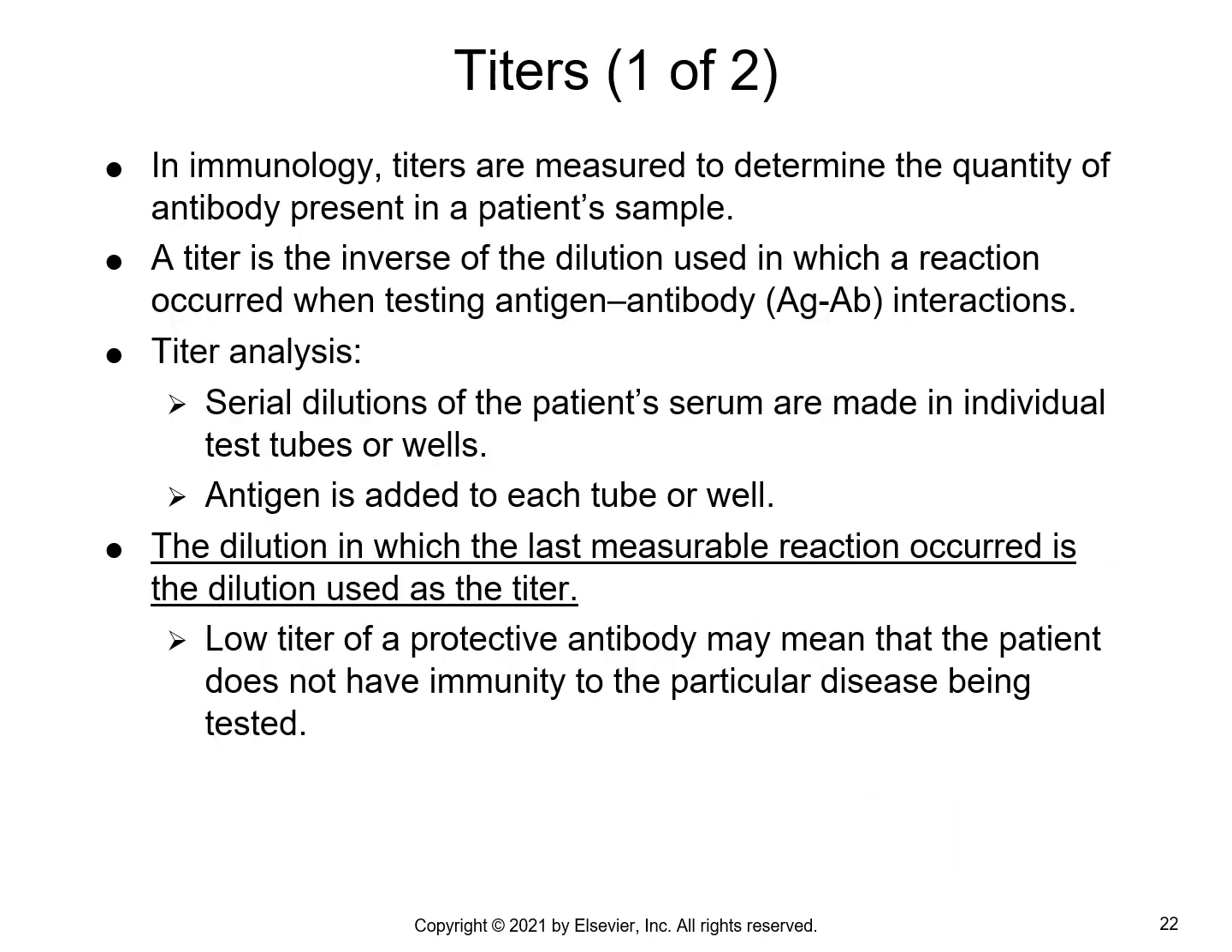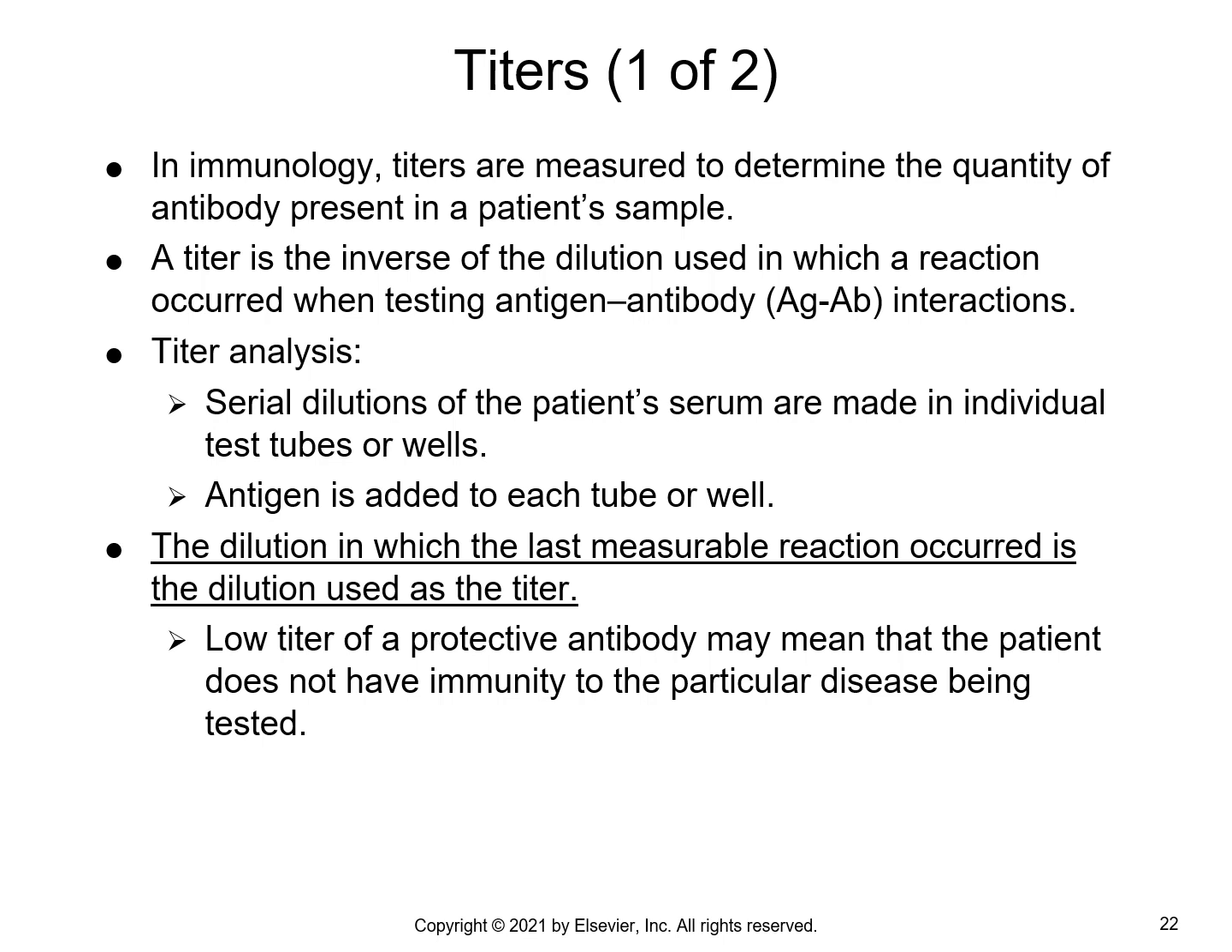Performing titers in the laboratory is very similar to doing serial dilutions. Typically we're going to do these with any sort of immunology type test where we're trying to look at the quantity of an antibody that's present. We might do a titer to find out at what point that particular antibody titers out. A titer is the inverse of the dilution used in which a reaction occurred when testing an antigen-antibody type of reaction.